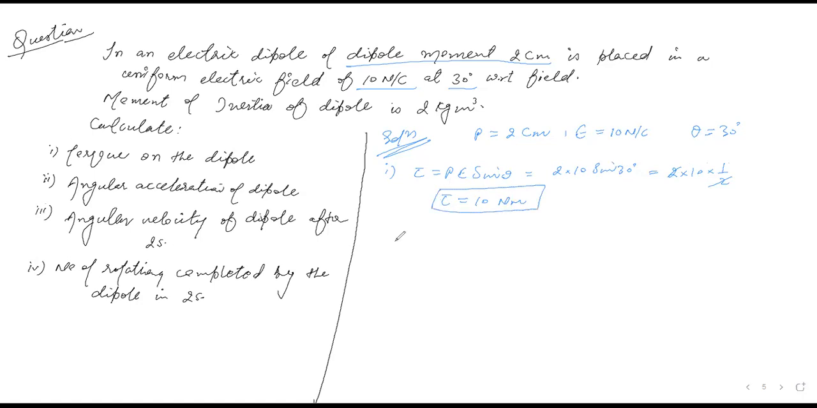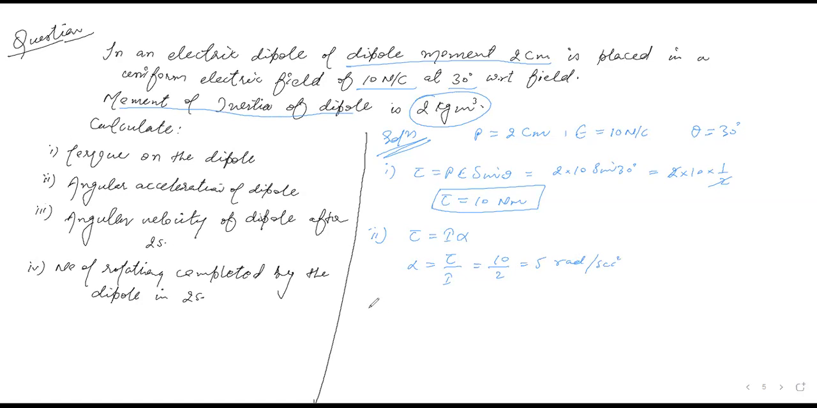Second one: angular acceleration of dipole. I hope you have remembered the formula: tau is equal to I alpha. Then alpha will be tau over I. Tau is your 10, and the moment of inertia of the dipole, I is 2, is given here. 10 over 2 is 5 radian per second square.